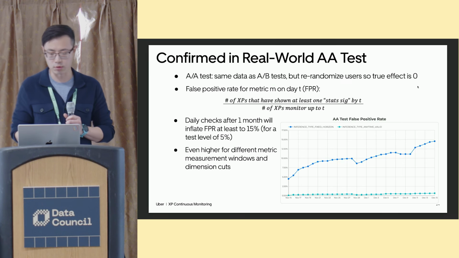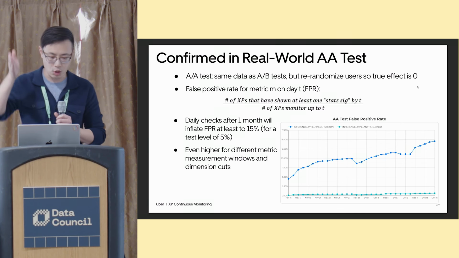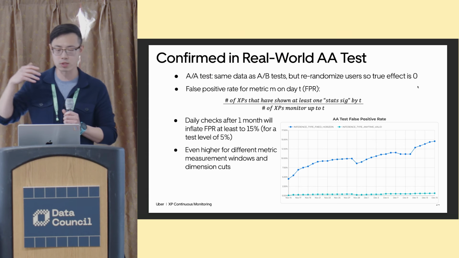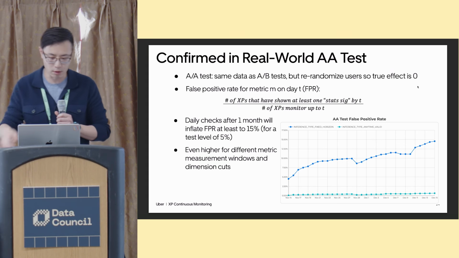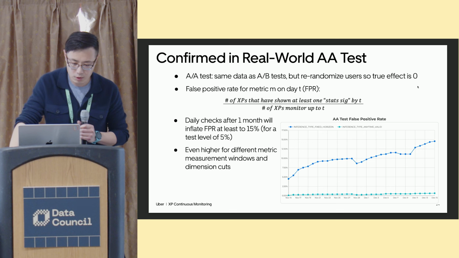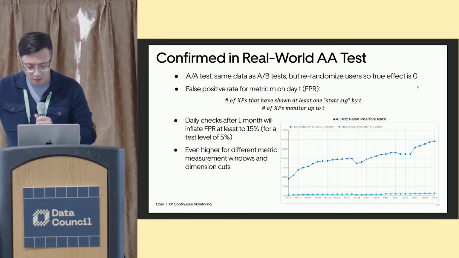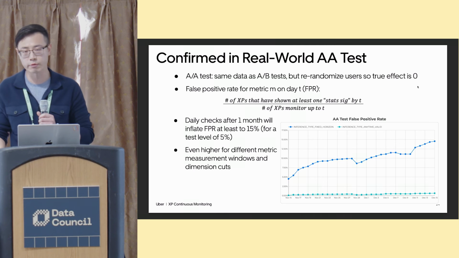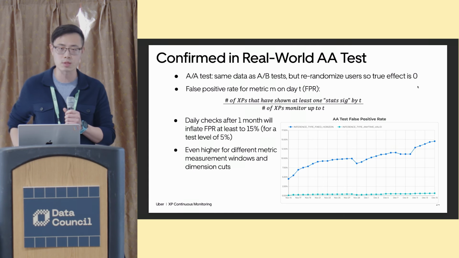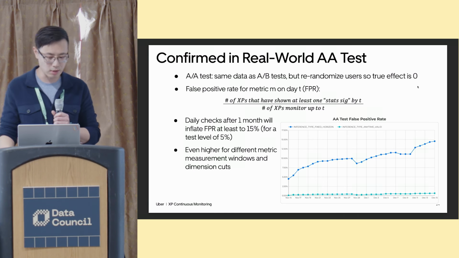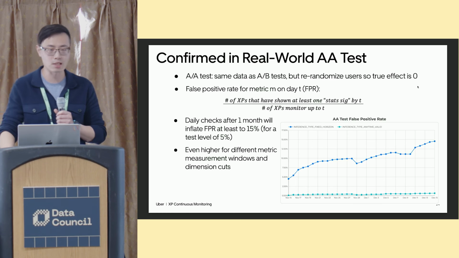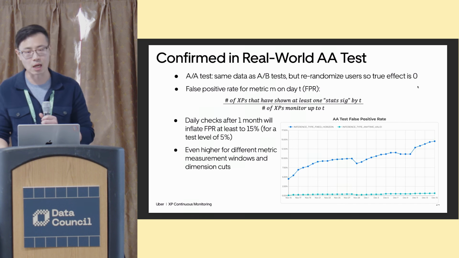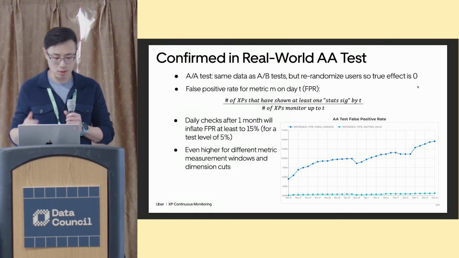And at the end of the 30 days, we look at what is the cumulative false positive rate, which is the fraction of XPs that already show some statistical results for a given metric. So on average, you can see here, if we use the regular inference, the so-called fixed sample or fixed horizon inference, that false positive rate will be inflated to at least 15%, even though it should have been 5% based on our test level.